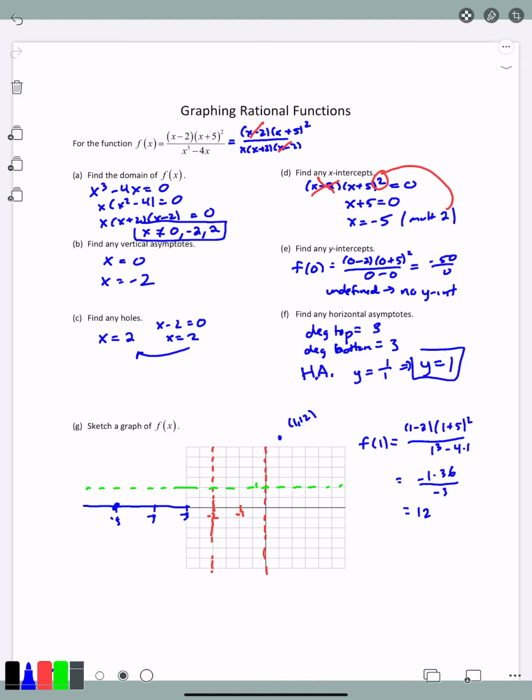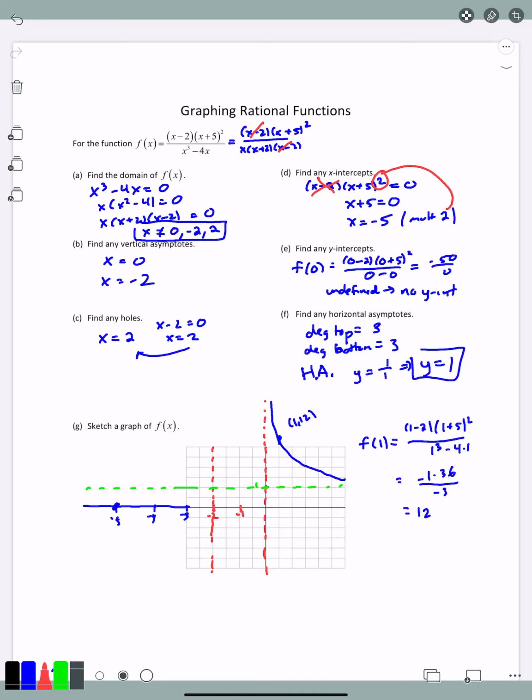I will say, though, that when you're starting these, you probably need more than 1 point, in which case you would plug in some more numbers here. But first things first, I know that I'm at this point, and always when you go all the way to the right, you're going to go towards the horizontal asymptote. And then you also know you're going to go towards the vertical asymptote. Now I could go up towards the vertical asymptote, or I could go down.